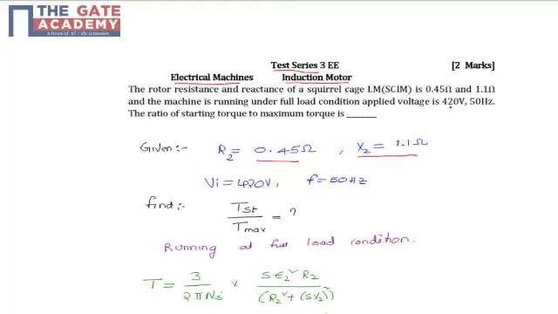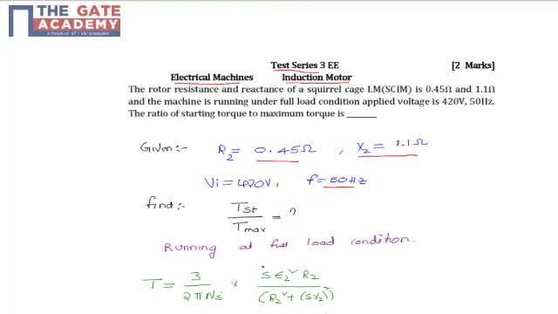The applied voltage is 420 volts. The machine is running under the full load condition and having a frequency of 50 Hz, and we have to find the value of the ratio of starting torque, that is TST, to maximum torque, that is T maximum.